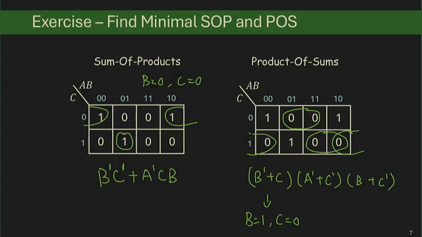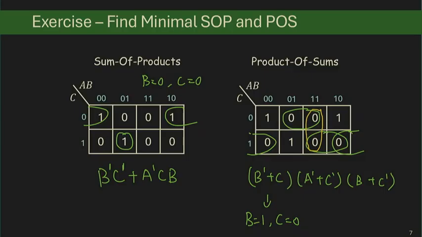Anyone got a different answer? Yeah. Top to bottom. Say that again. 110 and 111. They can also be grouped together, right? That's a true statement. These two zeros are adjacent, and they can be grouped into a sum term. The question is, what is the minimal way to cover all the zeros? You're trying to build a POS, so you're trying to cover all the zeros.